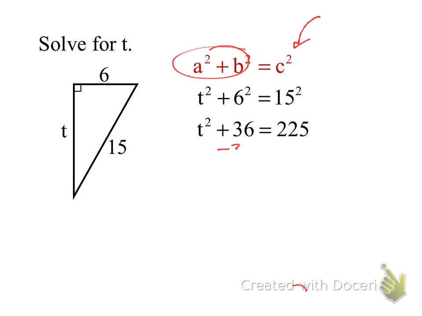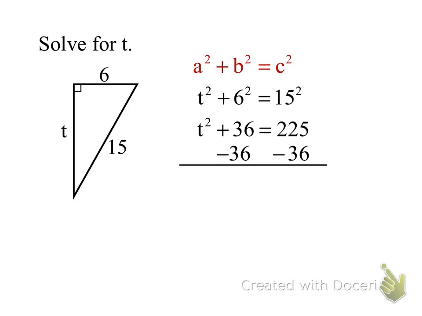So then I subtract 36 from both sides, and we end up with T squared equals 189. Now we're going to estimate and reduce our radical. First, let's reduce our radical. What number goes into 189? Does 2? 3 does. Does 9? Yeah. So I'm going to go with 9 because that's the biggest number yet.